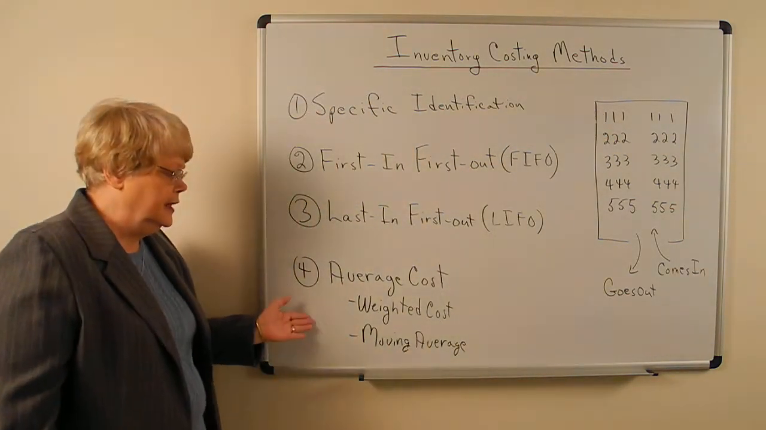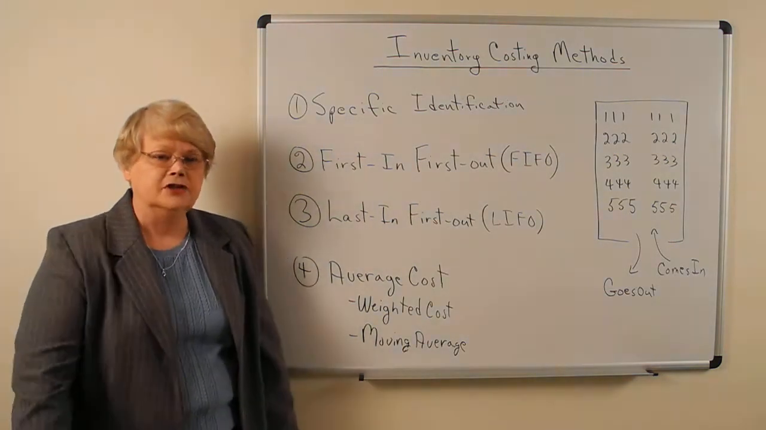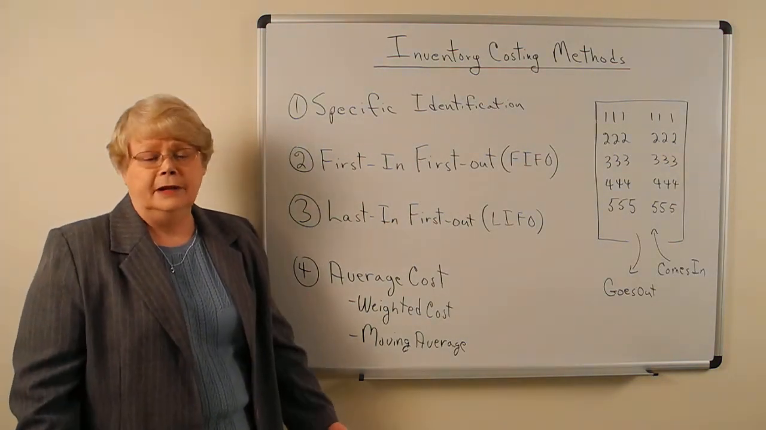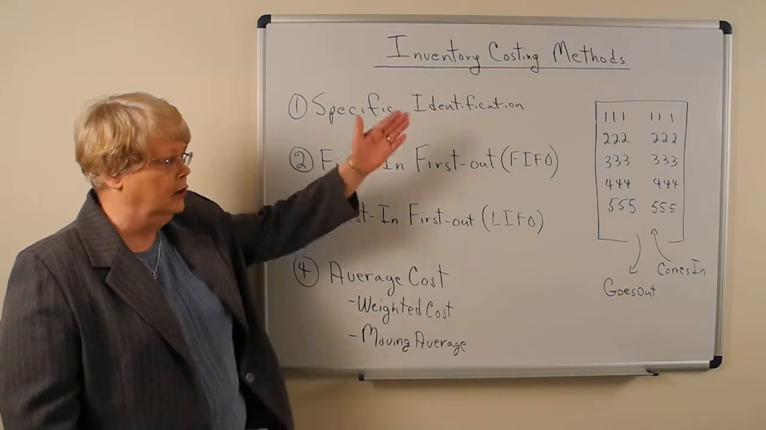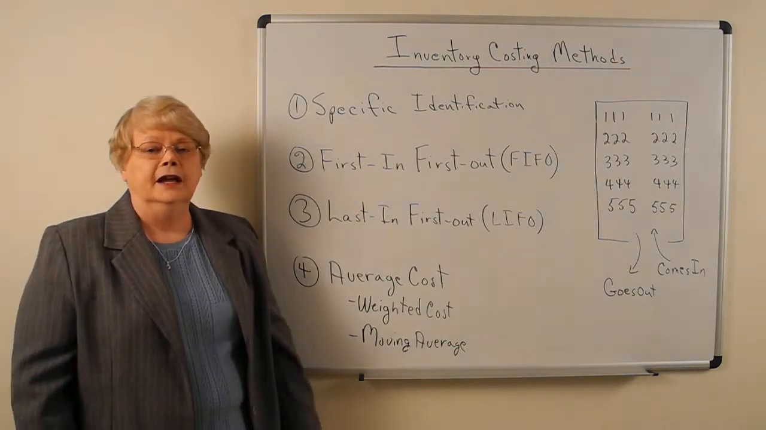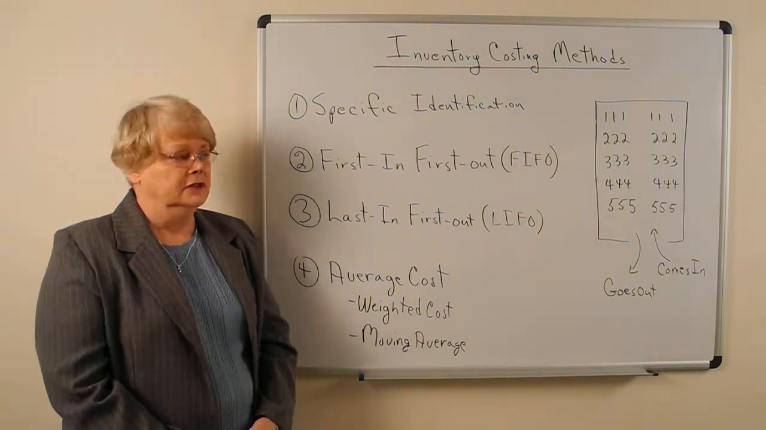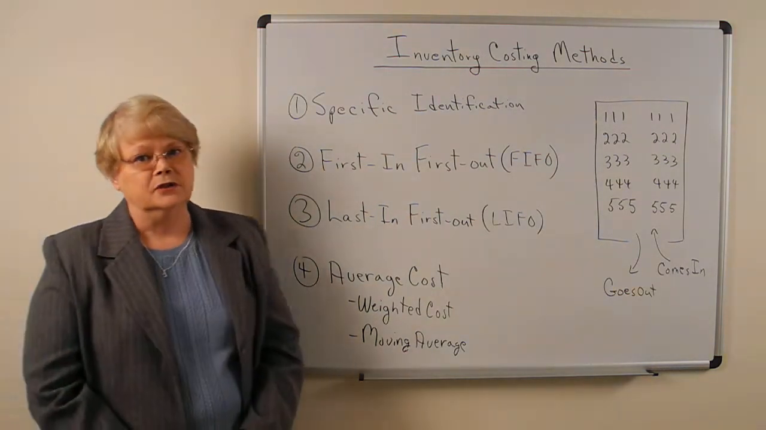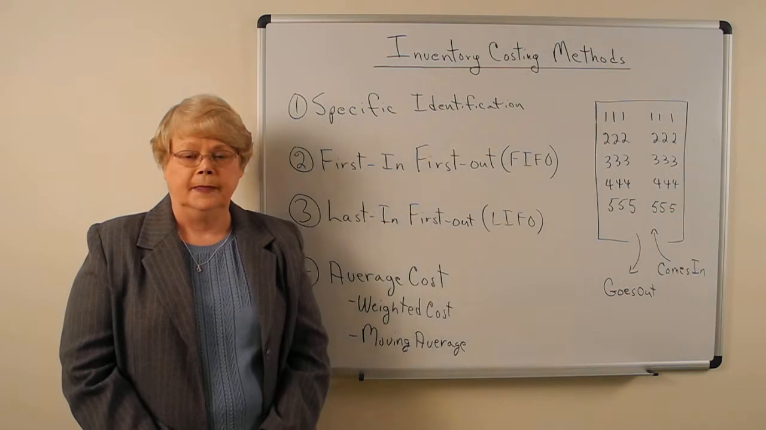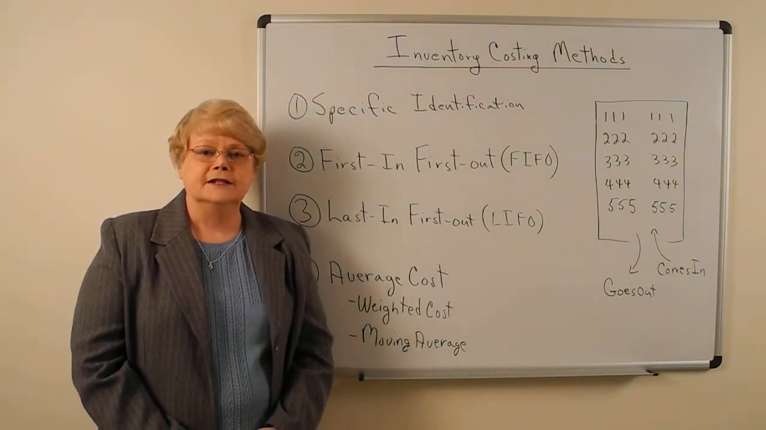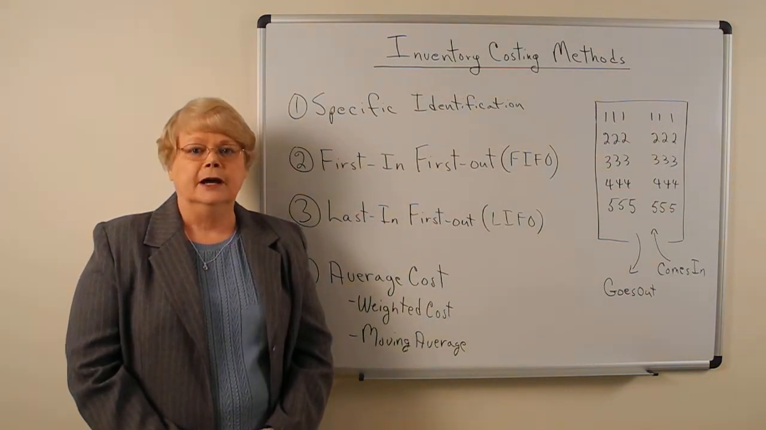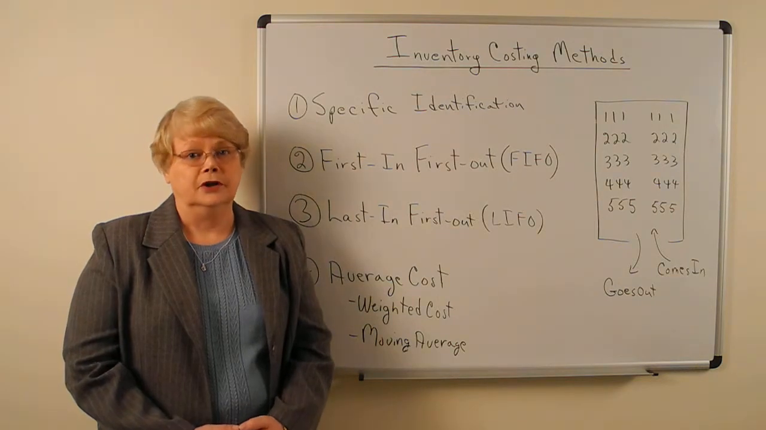Now, what we do on this last method, the average cost, we basically take an average of all of the items that we have, and we use the average cost of what we have as our cost of merchandise sold, as well as our ending inventory. What I'm going to do on the next video is talk about how we actually come up with those costs.